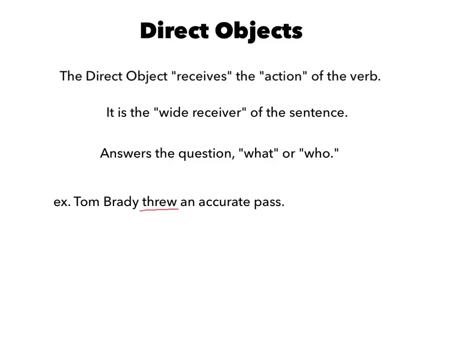Now, going back to this, it answers the question what or who. Which of these questions, what or who, would work best with this sentence? In this case, it would be what. What did Tom Brady throw? Well, the answer to that question is actually very easy. What Tom Brady threw was a pass. So threw is our verb, and pass is our direct object because it receives the action of the verb. What did Tom Brady throw? Tom Brady threw a pass. And that's a direct object. Doesn't that seem easy?